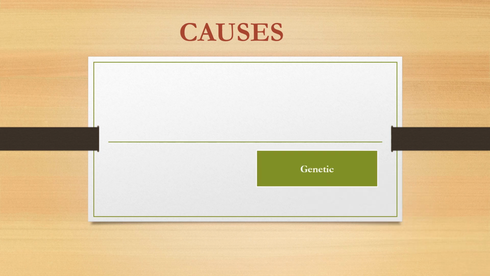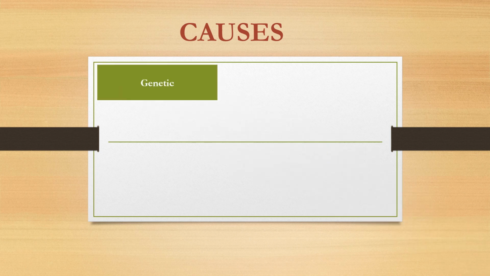Causes. Genetic. A person's genetics or heredity can contribute to their learning disability. Children who have a parent with a learning disability are more likely to develop a learning disability themselves.